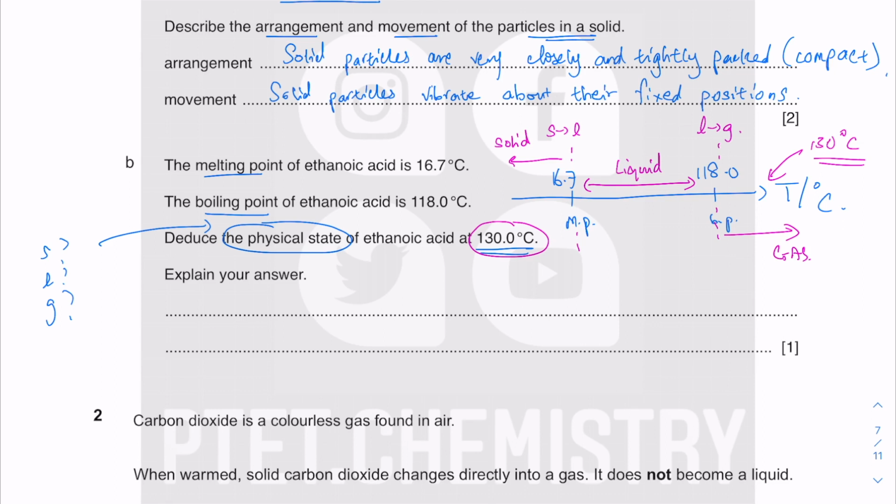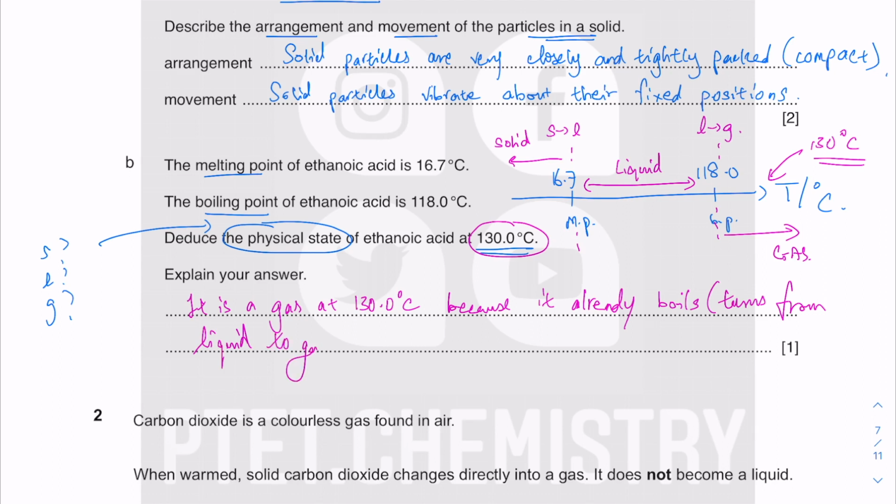Okay, so straight to the point. It is a gas at 130.0 degrees Celsius because it already boils, or you say turns from liquid to gas, I guess you can say. Again, it all comes down to how much you want to write, but the idea is you have to think about the boiling point and relate it in your answer because it already boils at 118.0 degrees Celsius.